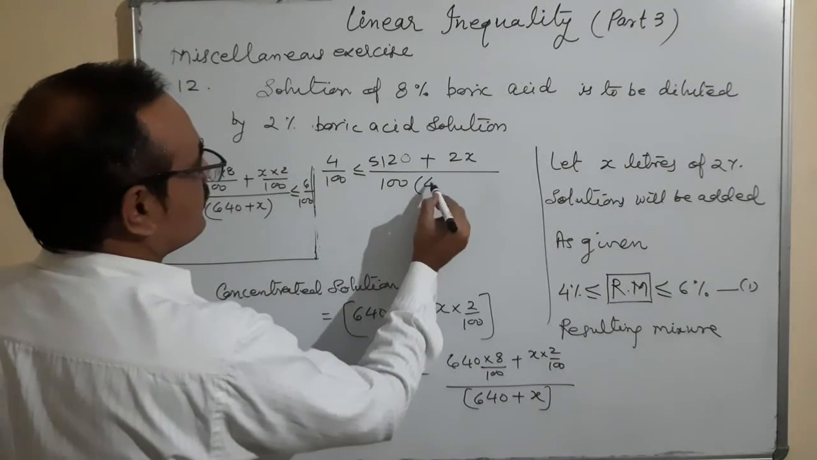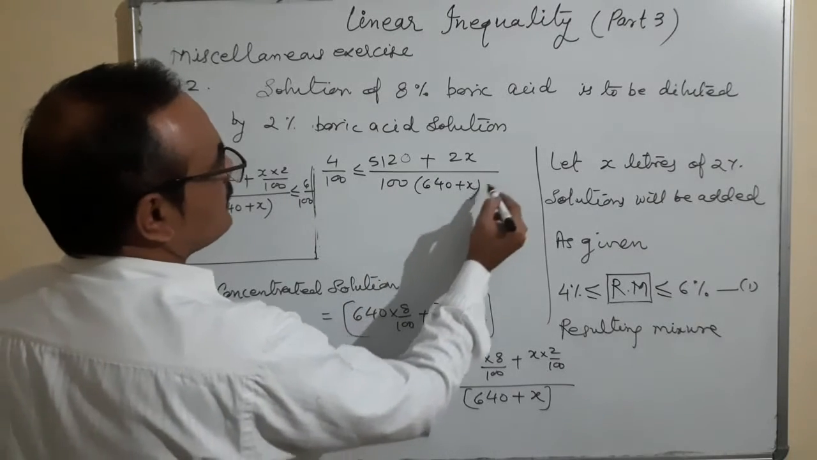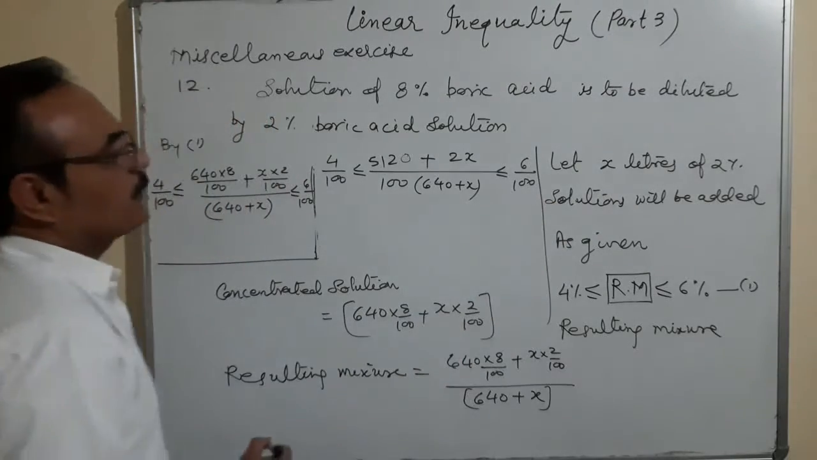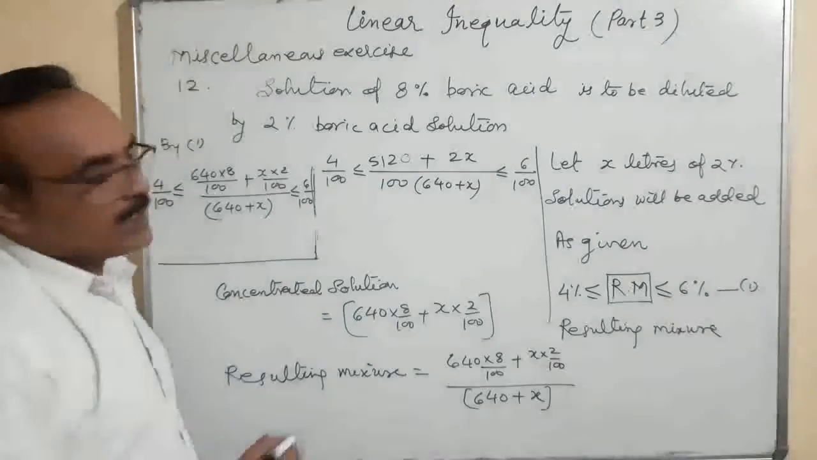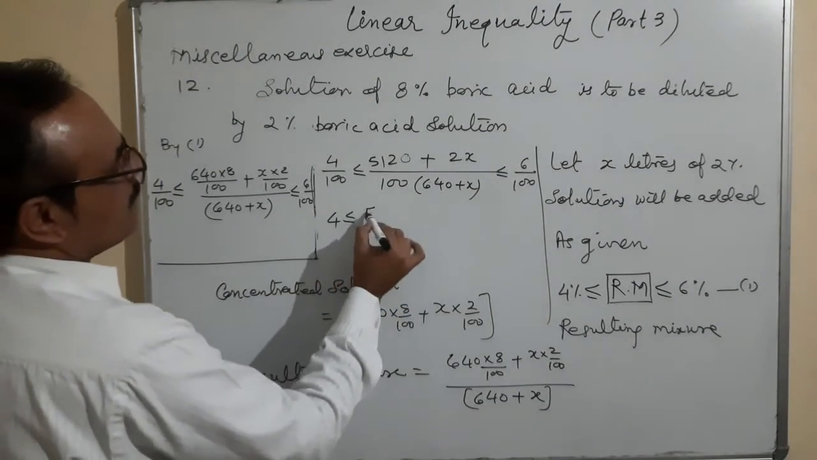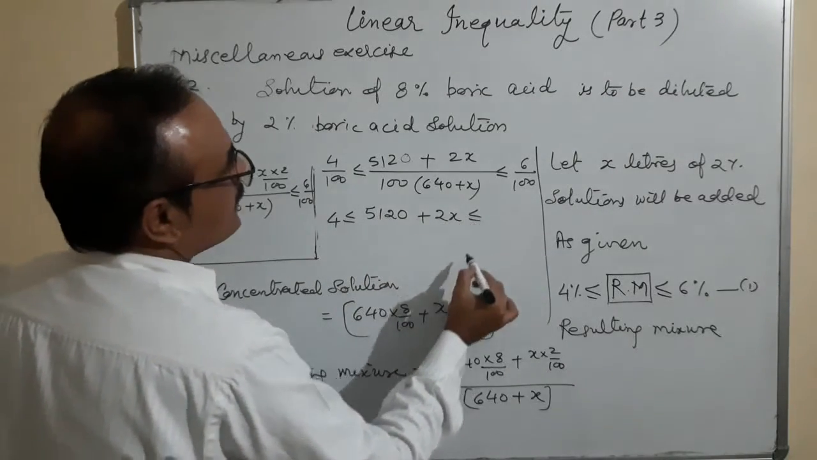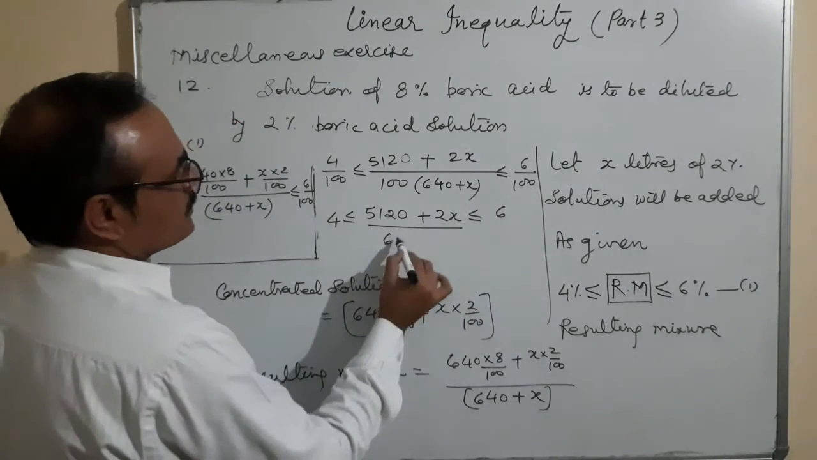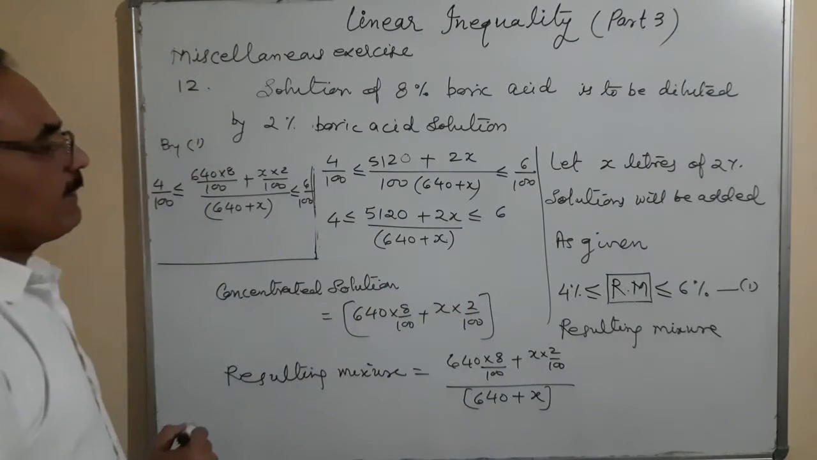Here it is 640 plus x is less or equal to 6 upon 100. This 100 we have saved so that when we multiply by 100, the 100 will be cancelled. So 4 is less or equal to 5120 plus 2x is less or equal to 6 upon 640 plus x. Is that okay? Right?